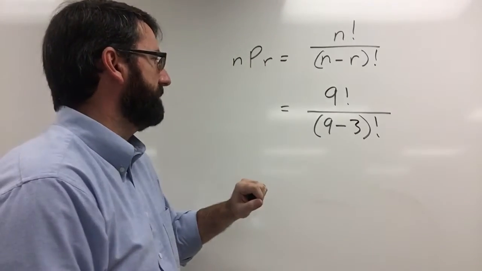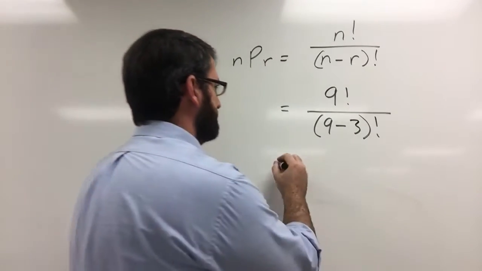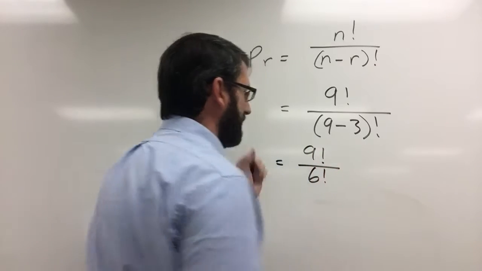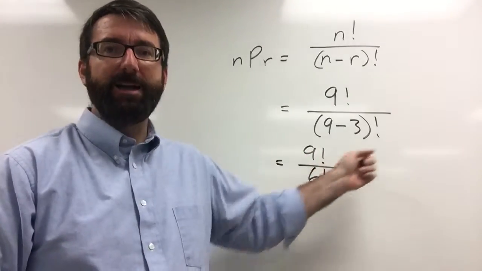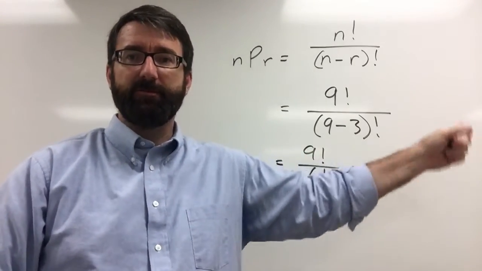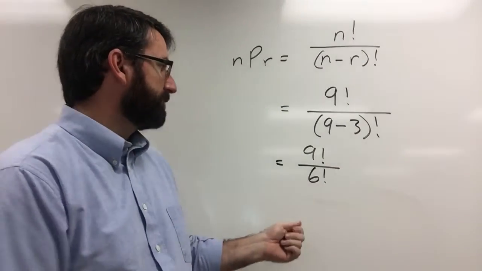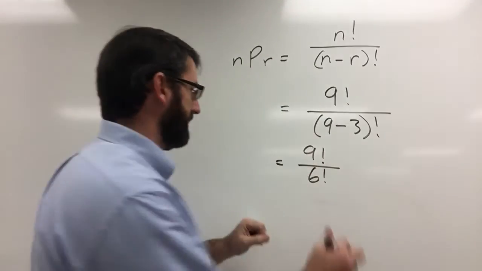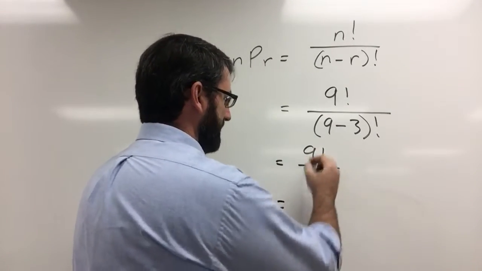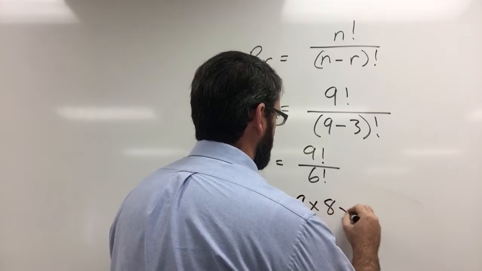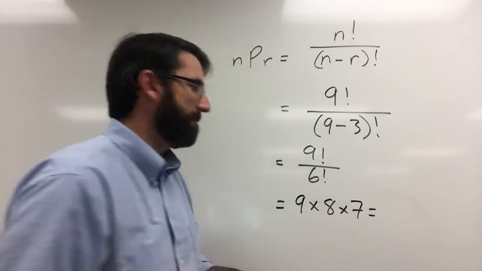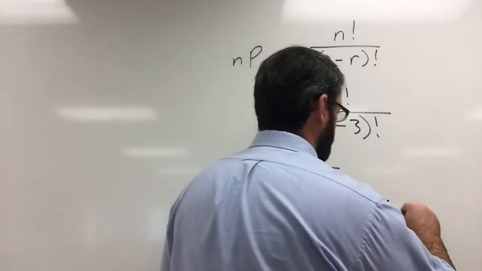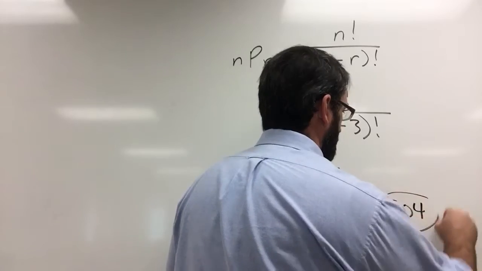All right, and so this is 9 factorial divided by 6 factorial. Now 9 factorial is 9 times 8 times 7 times 6 times 5 times 4 times 3 times 2 times 1. And 6 factorial is 6 times 5 times 4 times 3 times 2 times 1. So all of these are going to cancel out except the first 3. We're going to have 9 times 8 times 7. And 9 times 8 is 72, times 7 is 504. So that's going to be our answer.